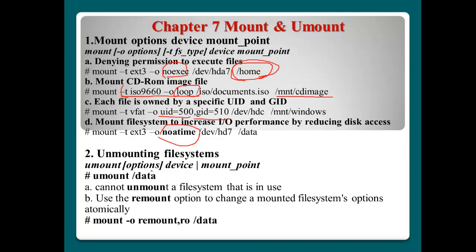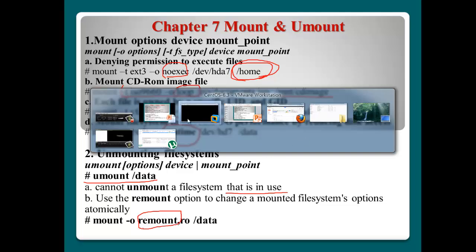To unmount a file system, normally we use umount like this. This command takes the device or the mount point. But we cannot unmount a file system that is in use. Maybe if some process or some device is using this file system, in this case we cannot use this command. And sometimes we want to remount some file system. In this case, we can use the remount option like this.